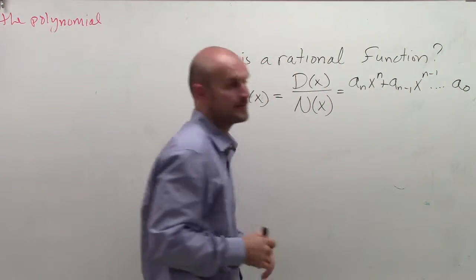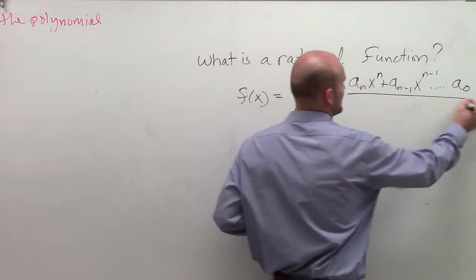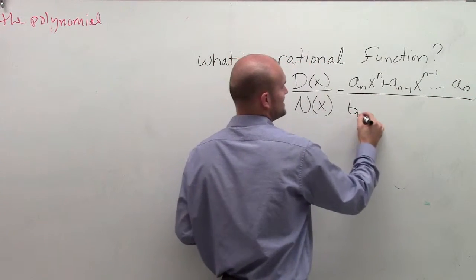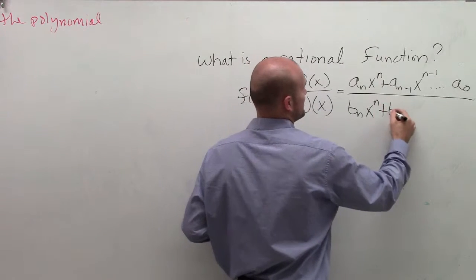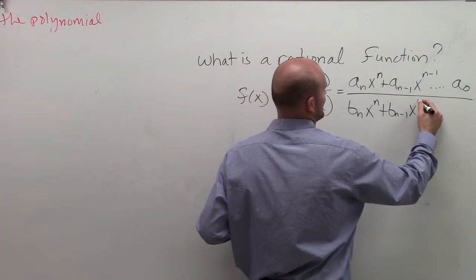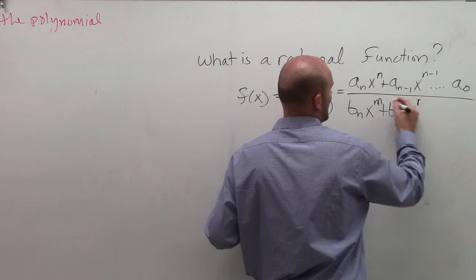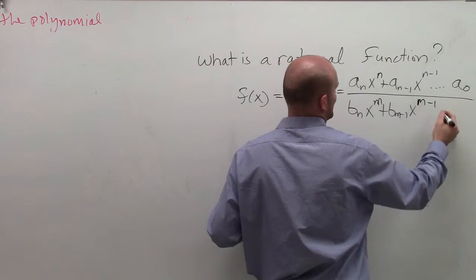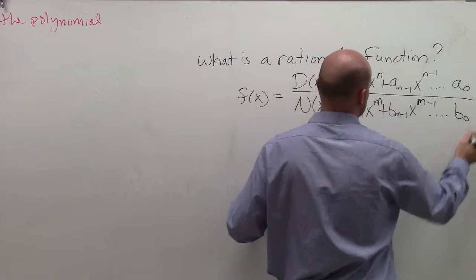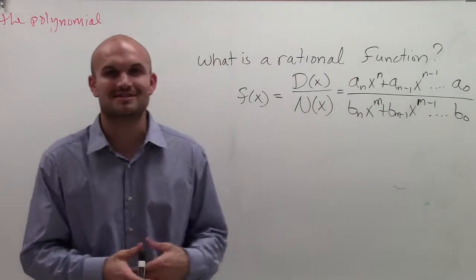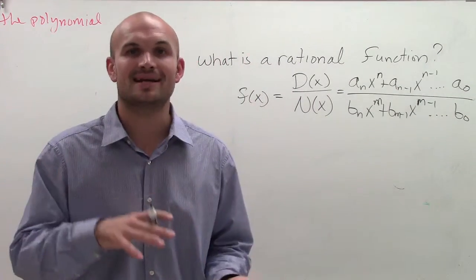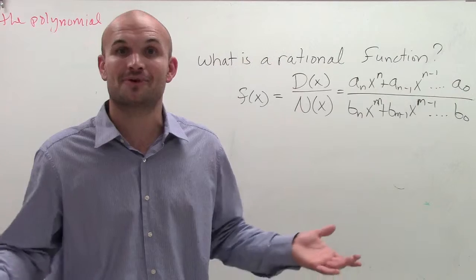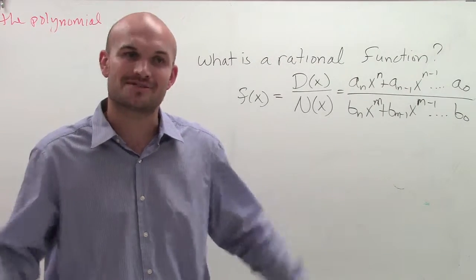and so on, down to a_0. And then the same could be done for your n of x, which would be b_m x^m plus b_(m-1) x^(m-1), down to b_0. So really, a rational function is just taking one function and putting it over top of the other function. Therefore, you have a rational function, just like a rational number.